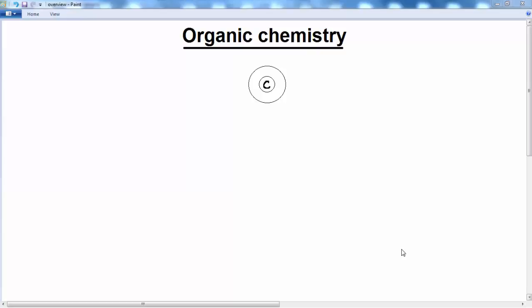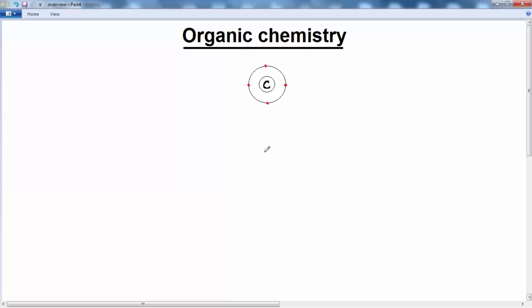In this unit, we're going to look at organic chemistry. Now, organic chemistry is quite a big area, so I thought it would be a good idea just to have an overview of what we're going to look at. So, organic chemistry is based around the chemistry of carbon, which is in group 4 of the periodic table and has 4 outer electrons in its outer shell.